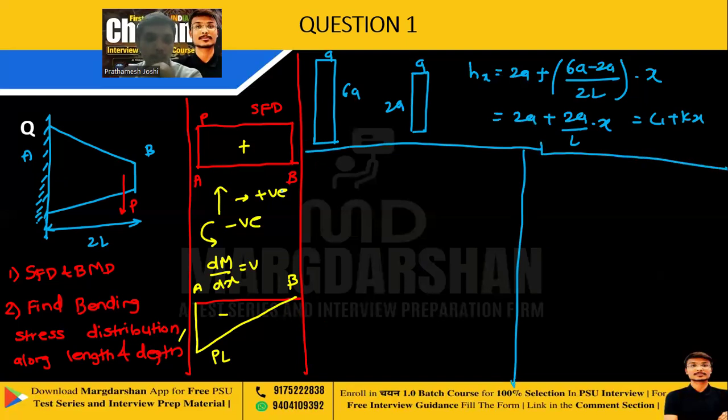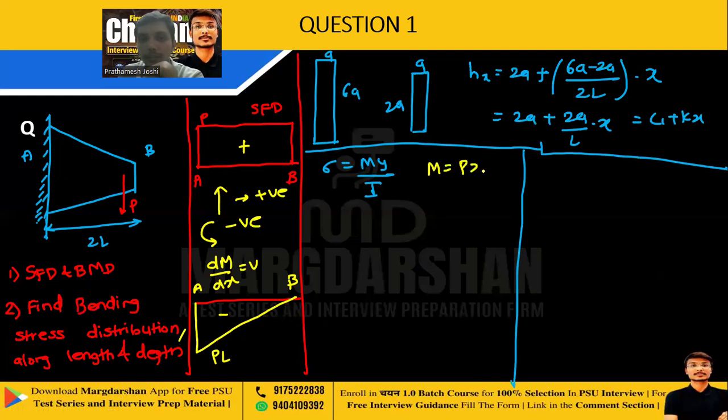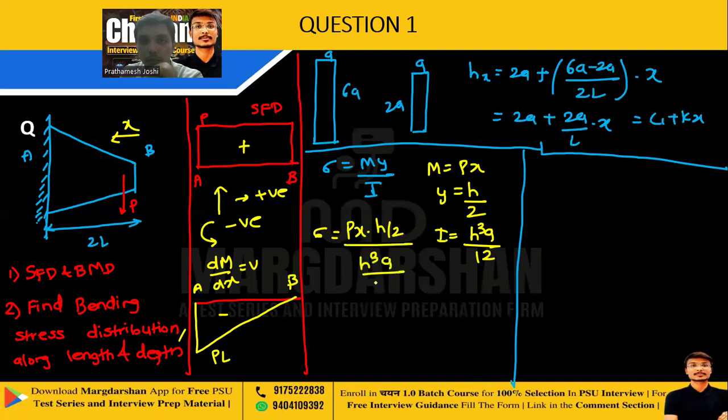Now if we recall the flexure formula, sigma equals My by I. Here M will be P into x, taking x as the direction. Y will be h by 2, and I, as you all know, is a h cubed upon 12. As a is constant, the thickness of the frame is constant. Putting it here, sigma equals P into x into h by 2 upon a h cubed upon 12. So we will get 6Px upon a h squared. If we put the value of h, we will get 6Px upon a into (C1 plus Kx) whole squared.